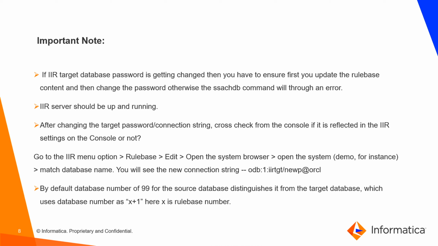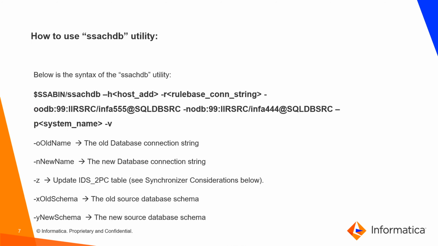So the next point is again the same. The database number for the source is 99 by default, and for target it will be x plus 1. So x is the rule base number: 0 plus 1, that is 1 for target, and if your rule base number is 1, then 1 plus 1 is 2.